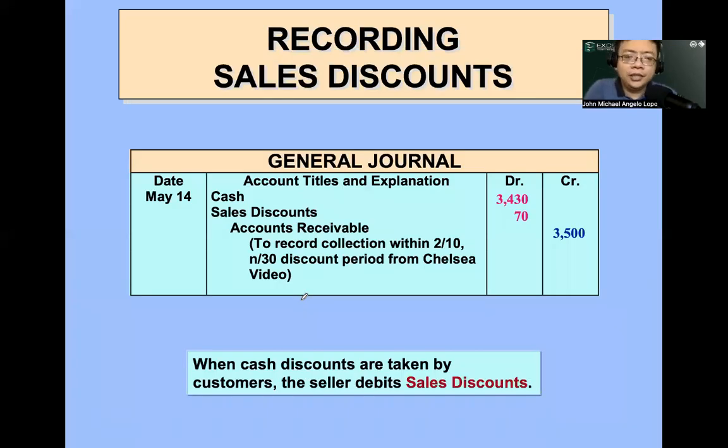Recording the sales discount. So, of course, magkano yung utang ng customers mo? 3.5. Magkano na-receive mo? 3,430 na lang. Ganun, pag-analyze less, ha? So meaning there's a cash discount of 70. Okay? So to record collection within the discount period, when the cash discount is taken by the customer, the seller debits the sales discount.